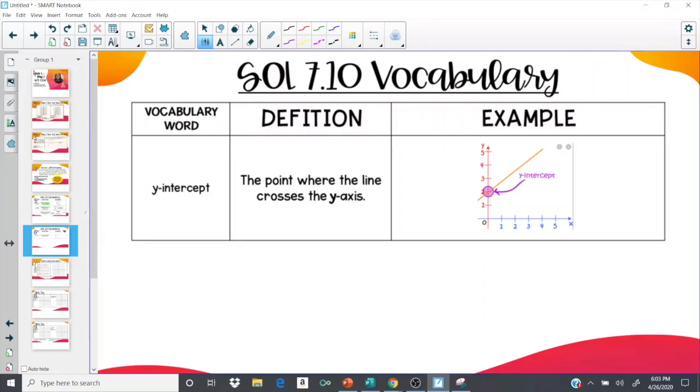Lastly, the y-intercept is the point where the line crosses the y-axis. It is also the y value when x is equal to 0. So here, you see that the line does not go through the origin. It crosses at a specific point on the y-axis. So here, the y-intercept is the point (0, positive 2). Okay, it is the y value where x is equal to 0.